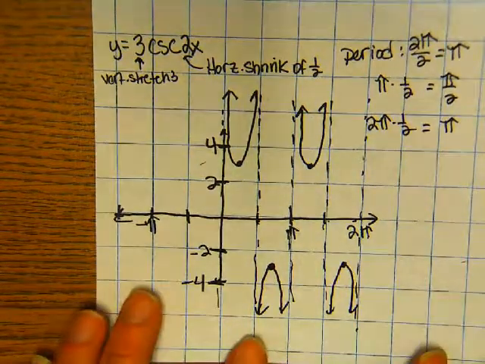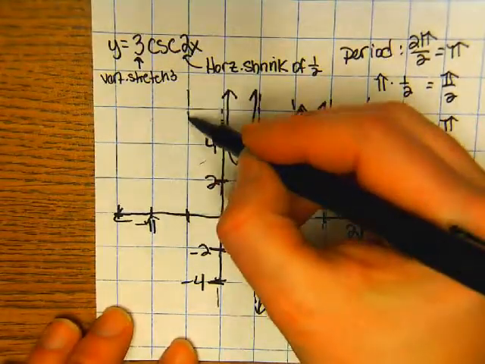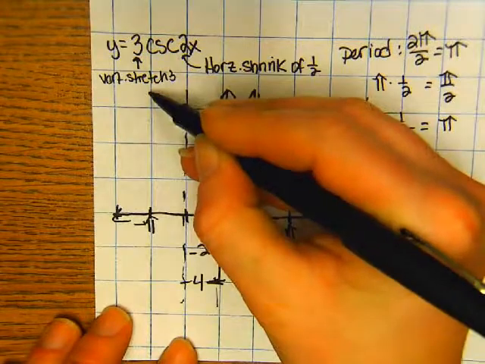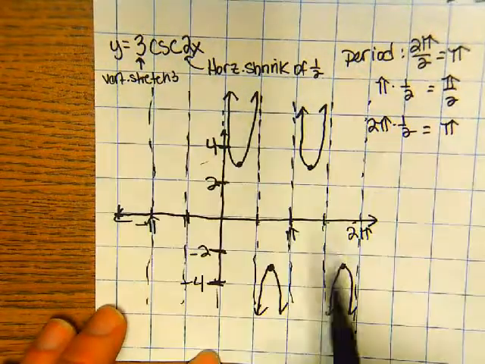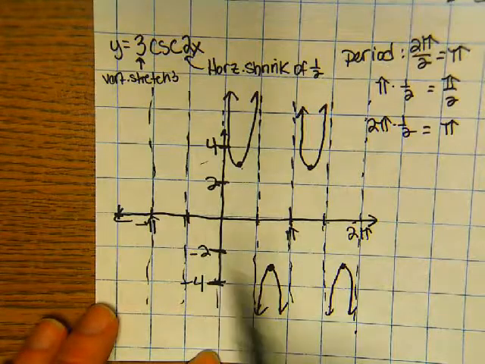So I have plenty of cycles graphed here, but I'm going to just finish off by doing a few in the negative direction. So since this one was above the x-axis, the one to the left would be below.